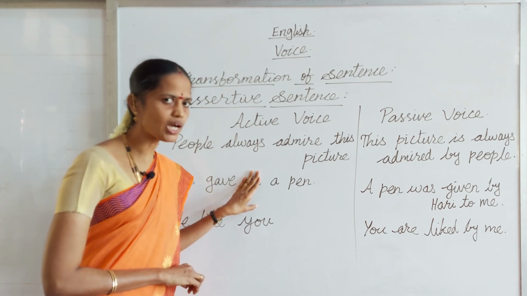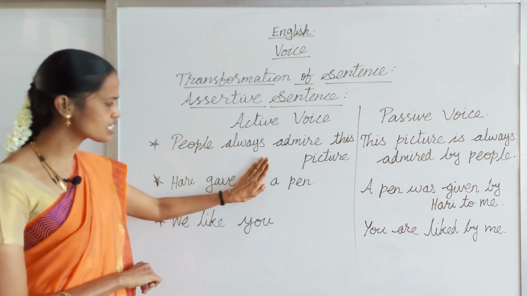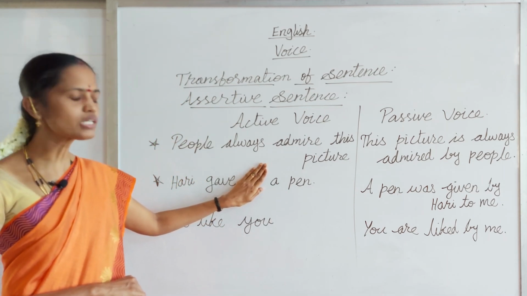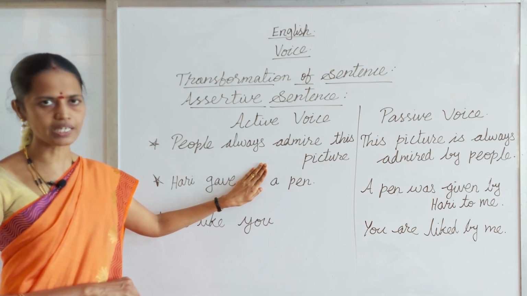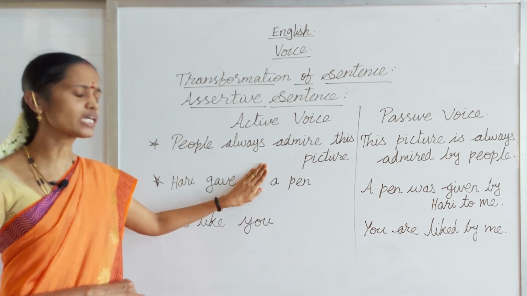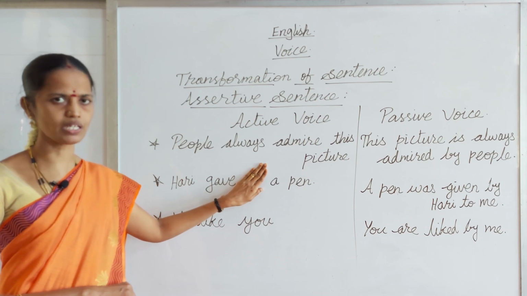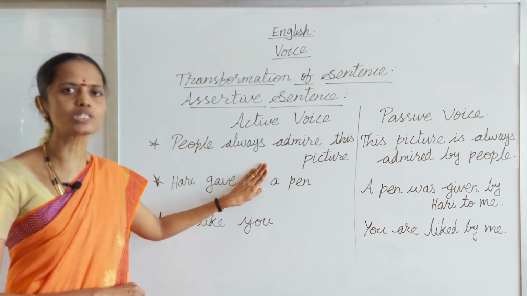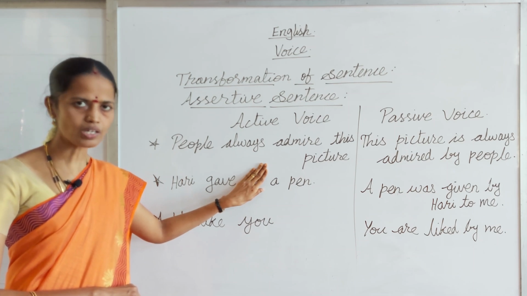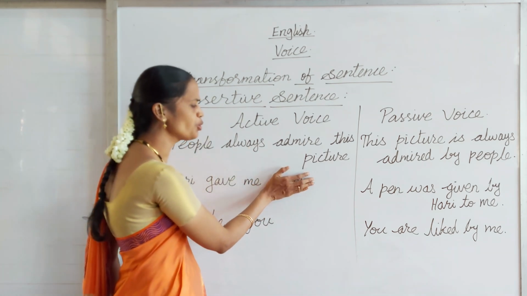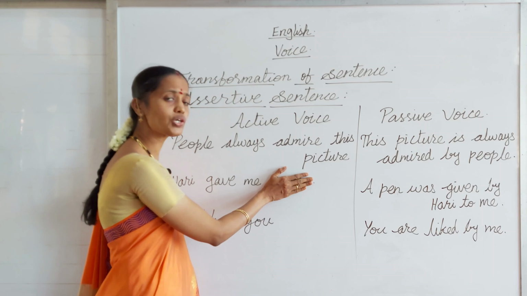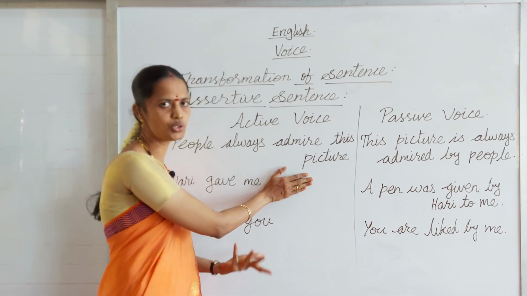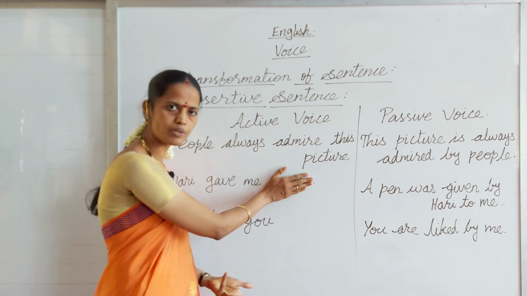Then I'll give one more clue here. If you remove the word "me," the remaining words still give the complete meaning. "He gave a pen" is giving the meaning. So that is one clue to find the direct object. Now I'll remove this object instead. "He gave me." Is it giving the complete meaning? No, it's not giving the complete meaning.